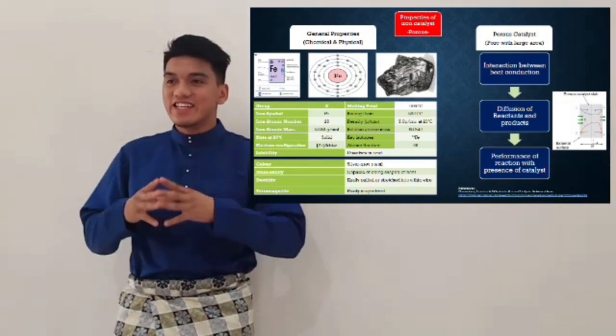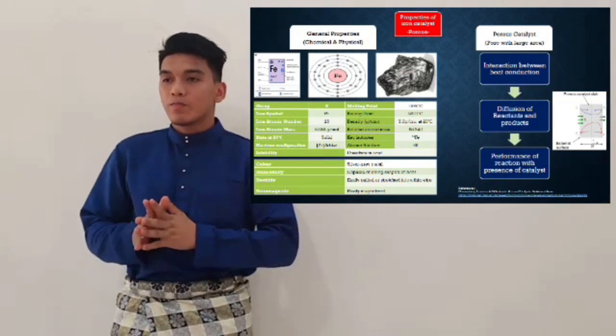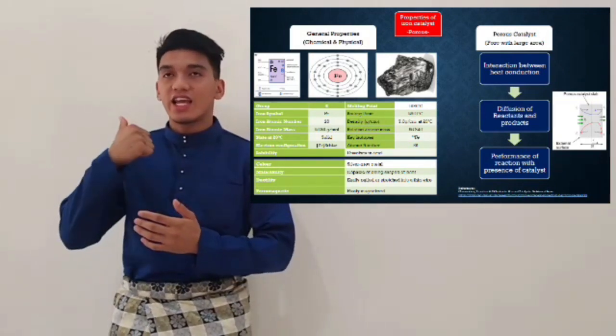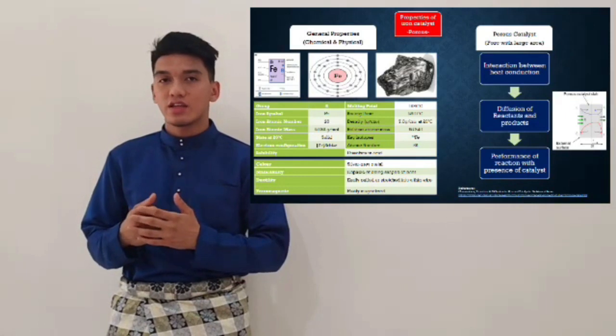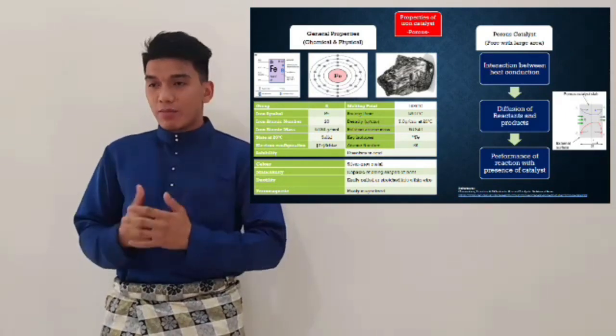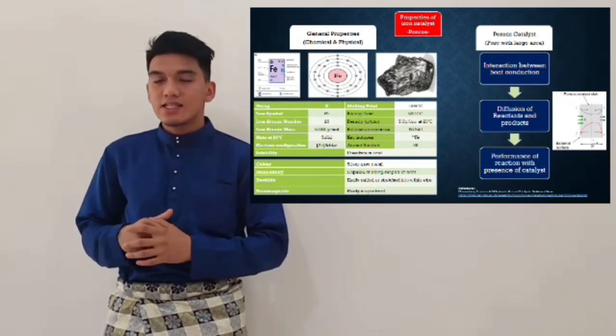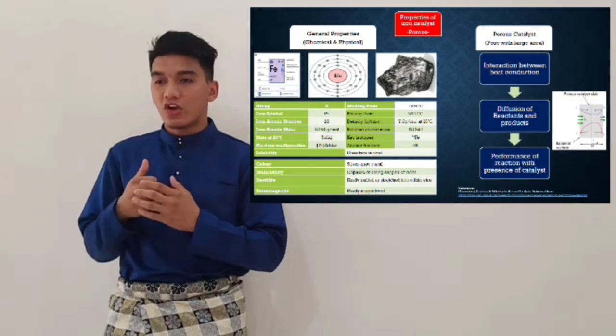Okay, next is the general properties of iron. For chemical and physical properties, iron is in group 8, with the symbol Fe. Iron's atomic number is 26. Atomic mass is 55.85 grams per mole. State at 20 degrees Celsius is solid.